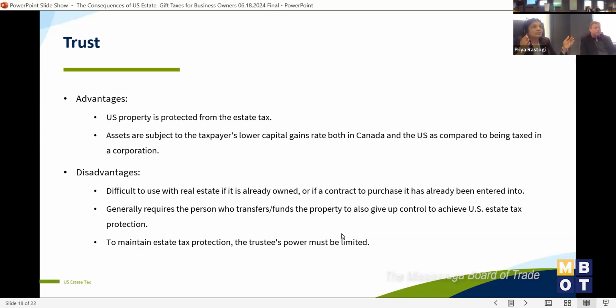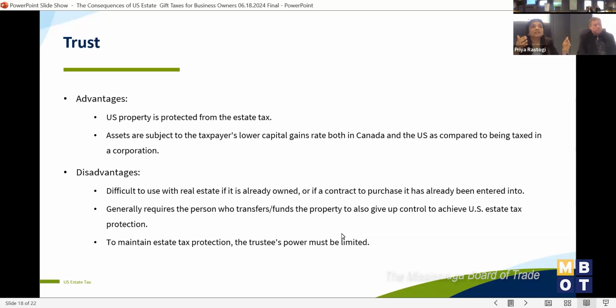So having a trust in the picture for US real estate is good, because it helps you in protecting from estate tax. The assets are subject to a lower capital gains tax rate, both in Canada and US, as compared to having the real estate in a corporation. The disadvantage here is it's difficult when you already have the asset in your own name. There is a way around, moving this real estate into a trust and paying the tax, but we have to do some planning. It does get tricky because there's a lot of moving parts to it.